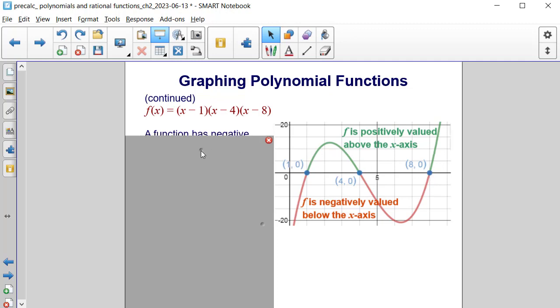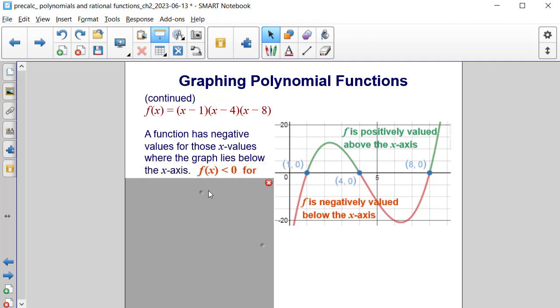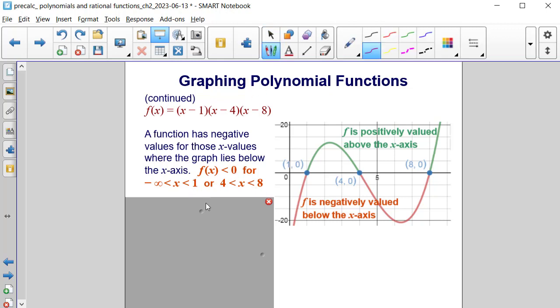And we can see that a function has negative values for those x values where the graph lies below the x-axis. So that's going to be for x values that are less than 1, and then from x values between 4 and 8. Written as an inequality, that's from negative infinity is less than x, which is less than 1, or 4 is less than x, which is less than 8. And the way I mentioned it earlier, you can also write it in interval notation. So that would be from negative infinity to positive 1 in union with 4 to 8.